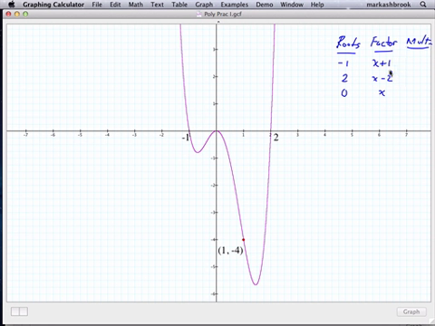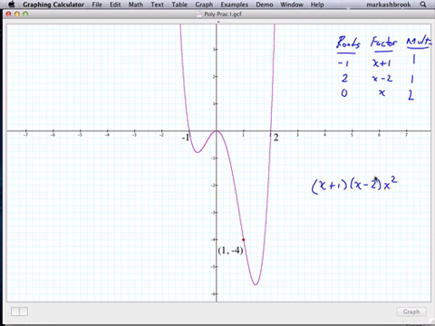At x plus 1, what do you think the multiplicity is? 1. It's linear, it's just going straight through like a line. Multiplicity is 1. At x minus 2, 1. At x squared, it's 2. So we can get the general form of this, which would be x plus 1 to the 1, x minus 2 to the 1, and x squared.